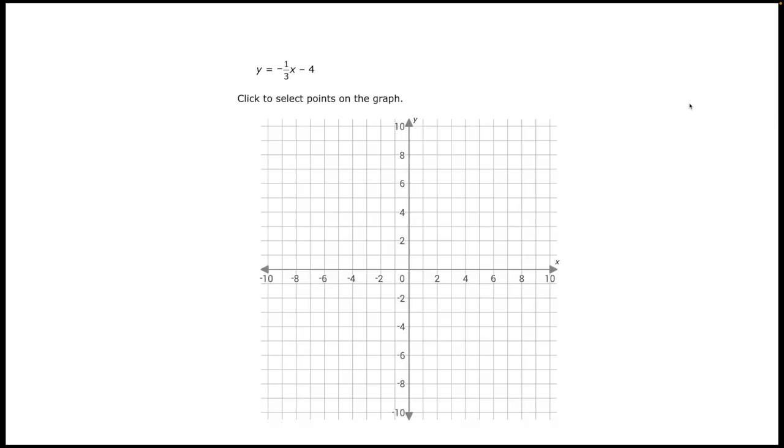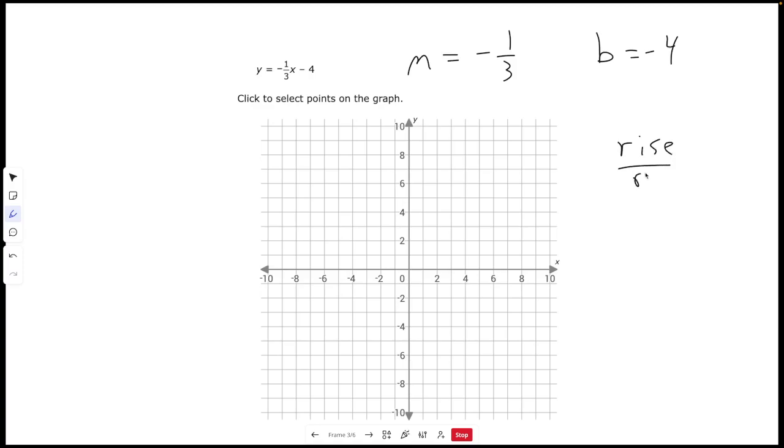Now, for this problem, you'll notice that the slope is negative. So what happens when the slope is negative? Well, before we said it was rise over run. But if it's negative, you don't rise. Instead, you're going to fall. All right, fall over run.